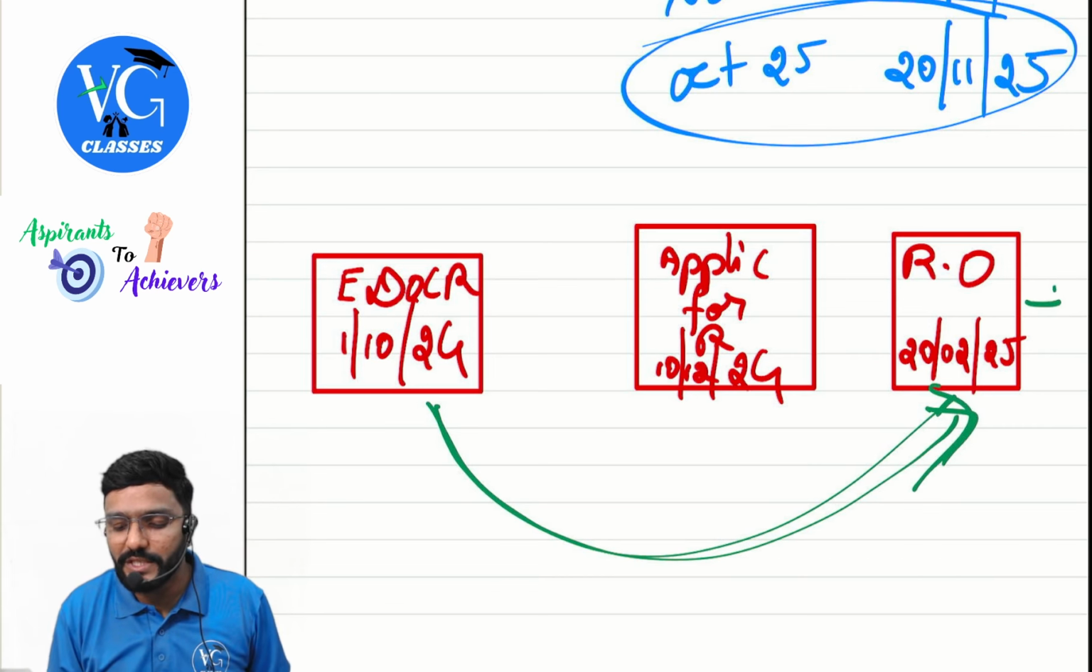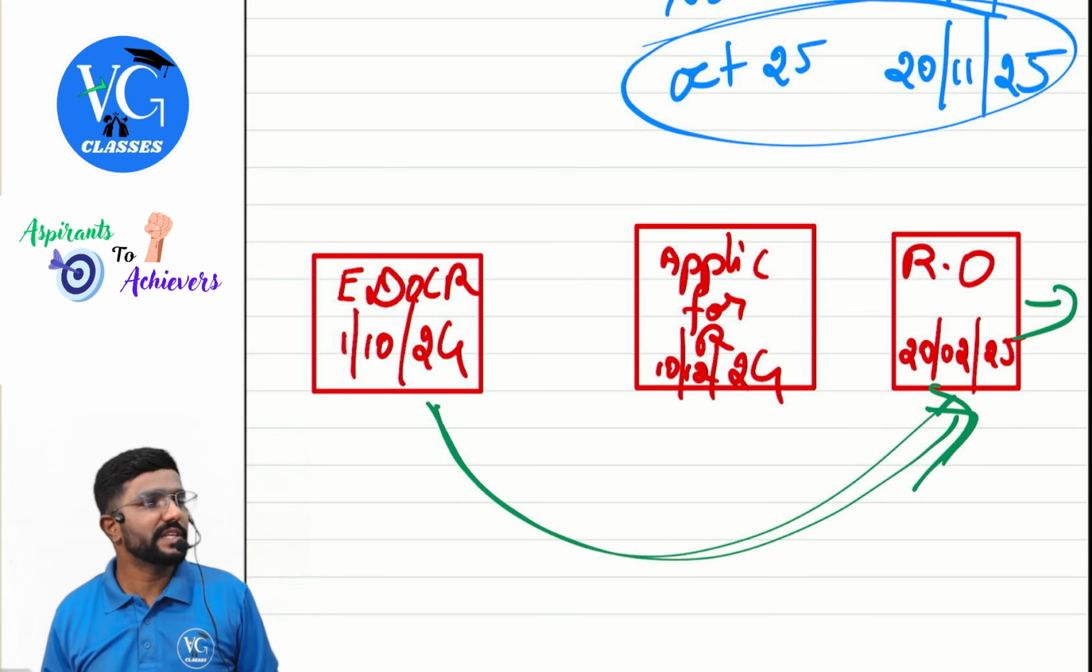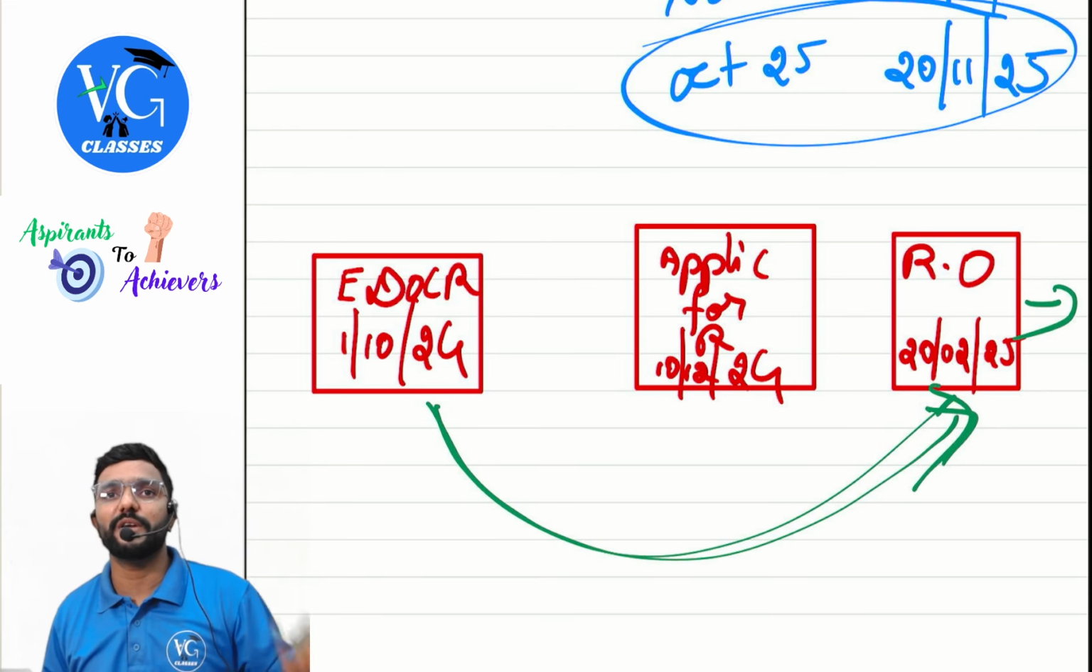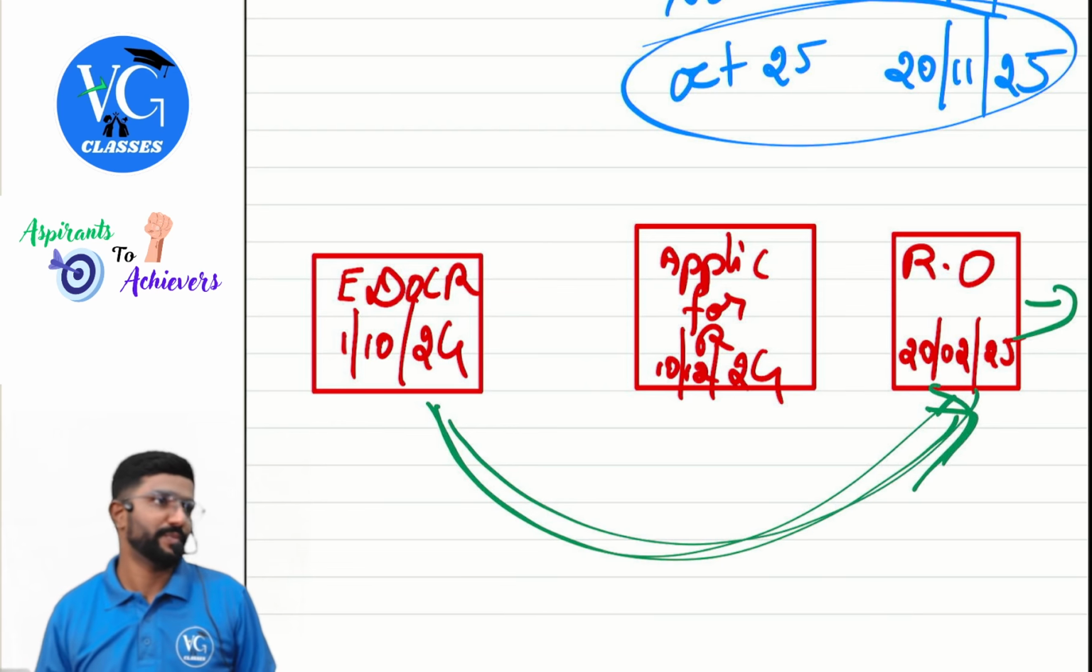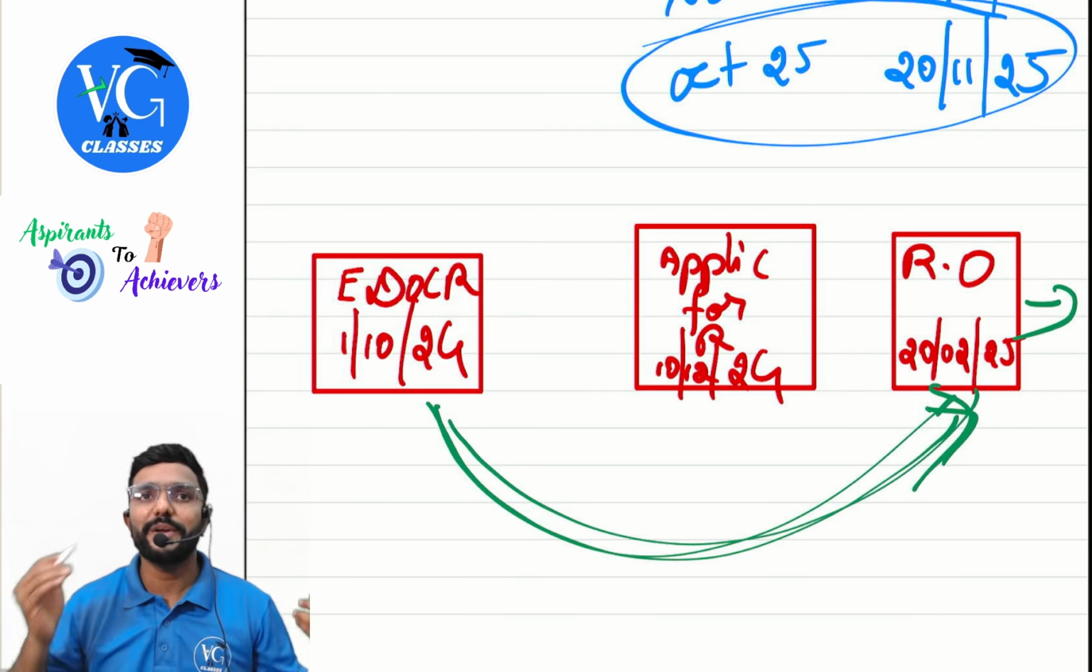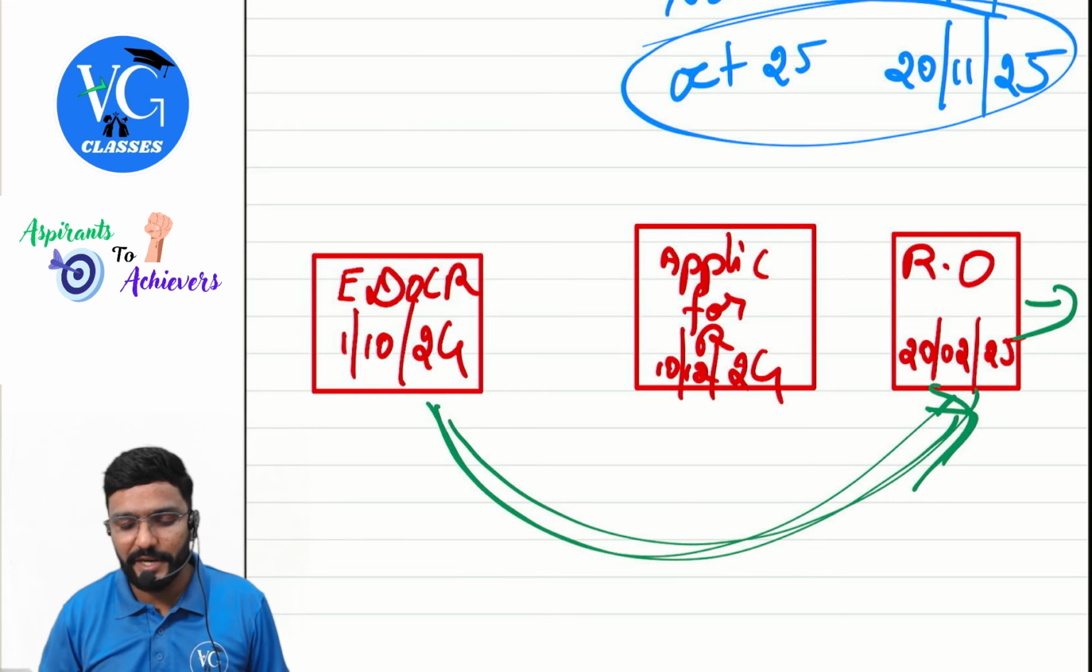Within what time? Within 30 days from here. Within 30 days from 20th February, I should file the returns from October to 20th February. Yes, sir. Now coming to the credit part.